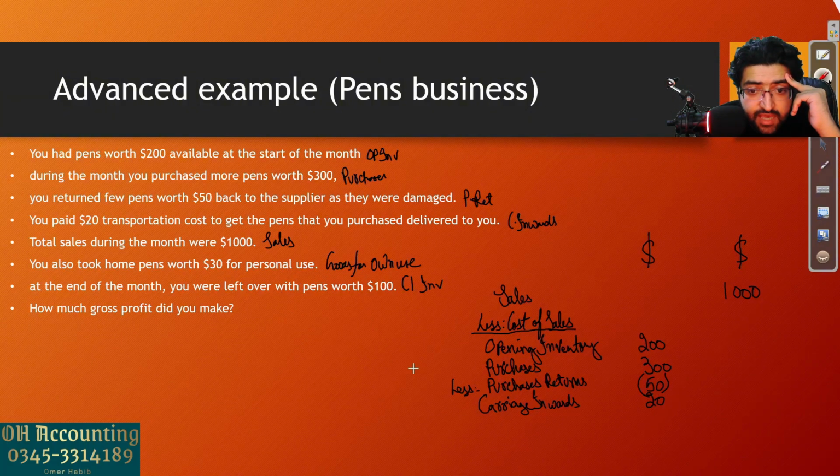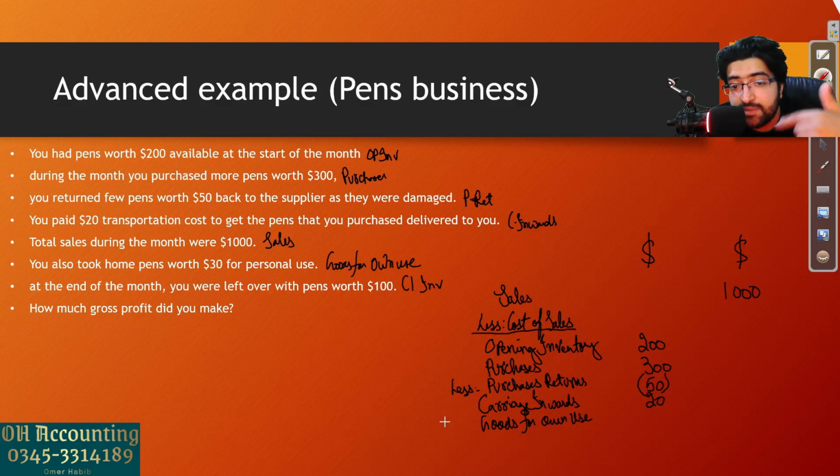Then we have goods for own use. So goods for own use means that the owner took home something from the business for personal use. So when the owner is taking some inventory for personal use, I cannot include that in cost of sales of the business.